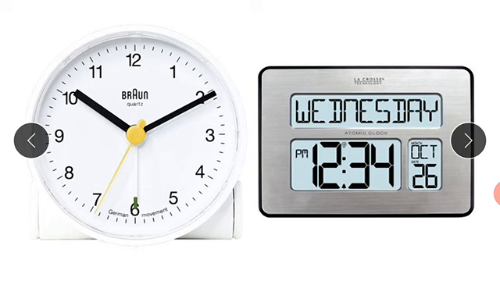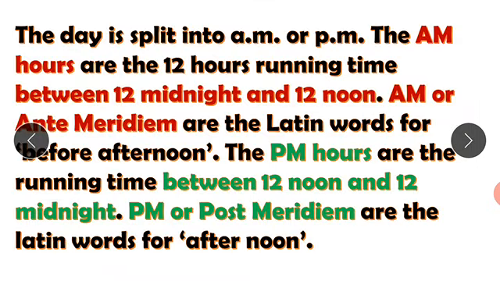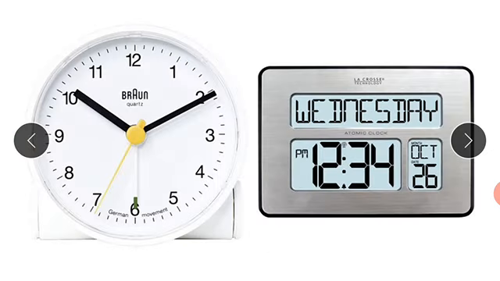So this is an example of an analog clock and a digital clock. Actually, a digital clock shows the time in hours from 1 to 12. It shows the time in minutes from 00 to 59. AM and PM are usually shown on the display of a digital clock.